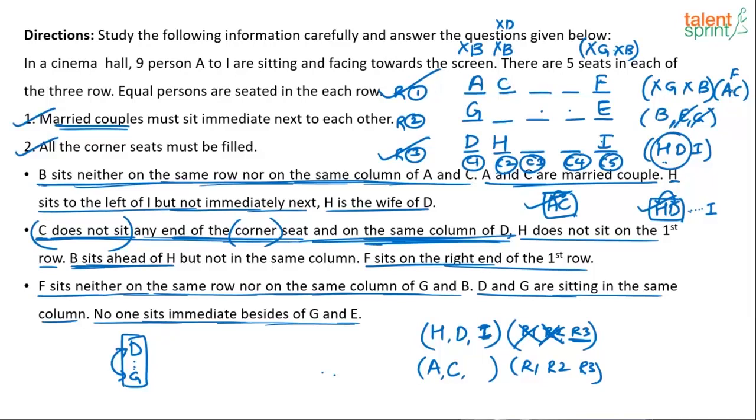In the first row, A, C, F, all three are placed. In the third row, H, D, I are placed. Only person left out is B. Now where would B come? I think B should be coming in this position.